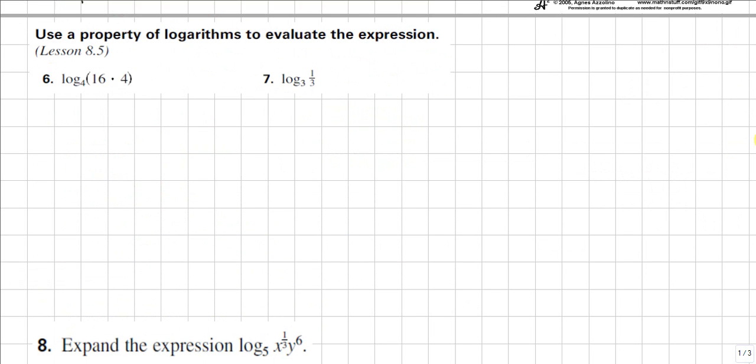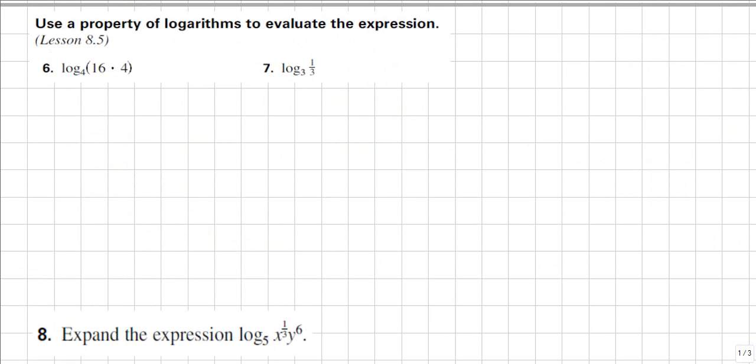Okay, let's go to the next problem. The next problem is asking me to use the properties of logarithms, so we're going to have to expand and condense these logarithms. That's what it's asking. I have two numbers multiplied together inside of a logarithm, so those are going to be adding logarithms. So I have log base 4 of 16 plus log base 4 of 4.